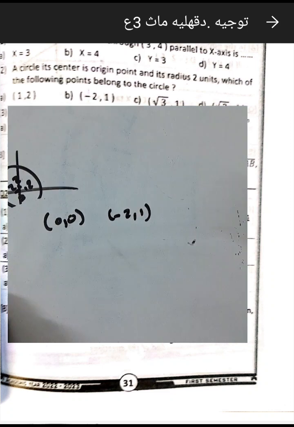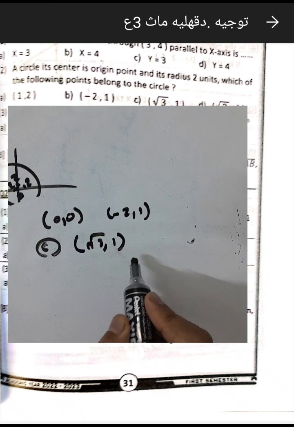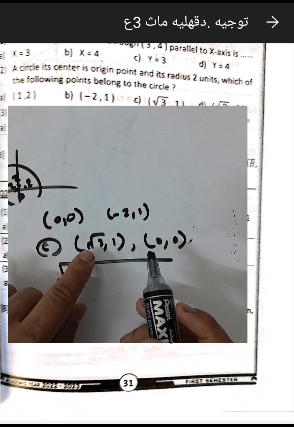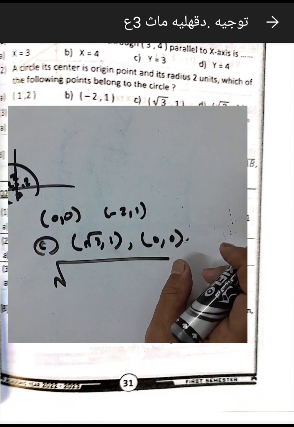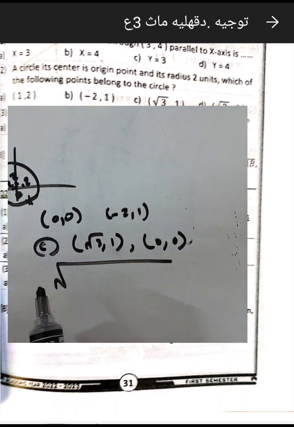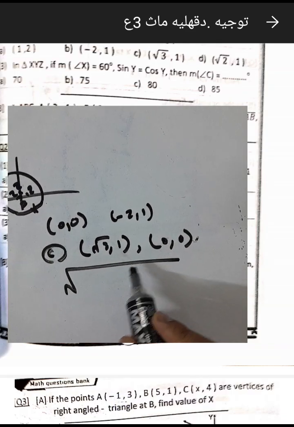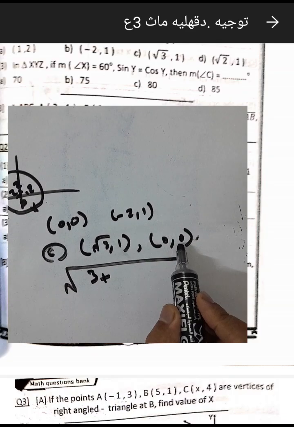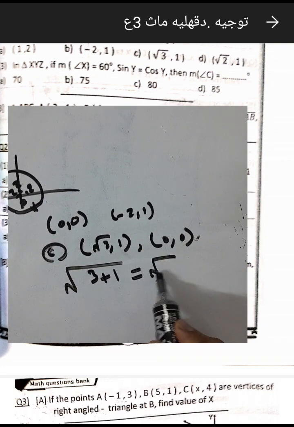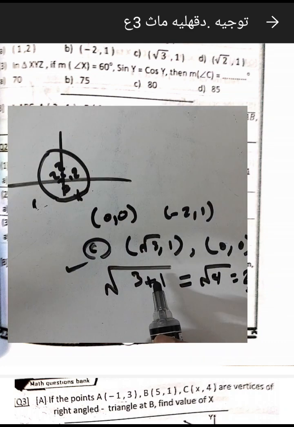Look at letter C with me. We have the point (root 3, 1) and the origin (0, 0). If the square root of (x2 minus x1) squared plus (y2 minus y1) squared equals the radius, then this point lies on the circle. Root 3 minus 0 is root 3, squared is 3. 1 minus 0 is 1, squared is 1. Then the square root of 3 plus 1, which is 4, is 2. Then letter C is correct. Choose letter C for this example.